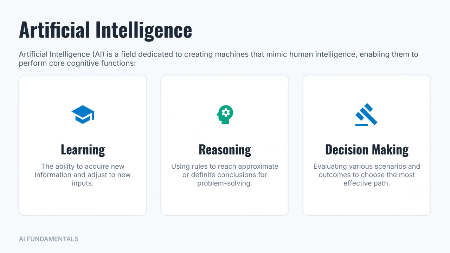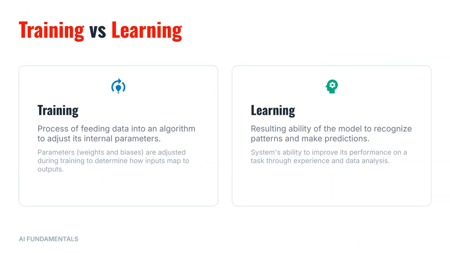Artificial intelligence is dedicated to creating machines that mimic human intelligence. Key cognitive functions include learning new information, reasoning using rules to solve problems, and decision-making to choose the most effective path. Training is the process of feeding data into an algorithm to adjust its internal parameters. Learning is the resulting ability of the model to recognize patterns, make predictions, and improve its performance through experience.